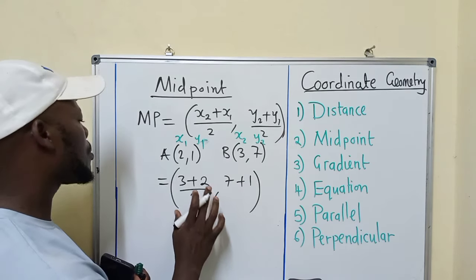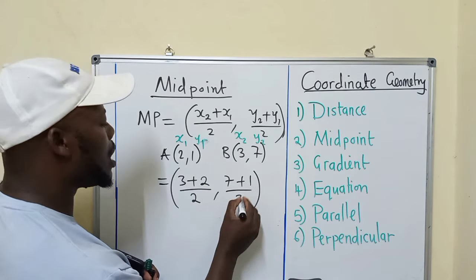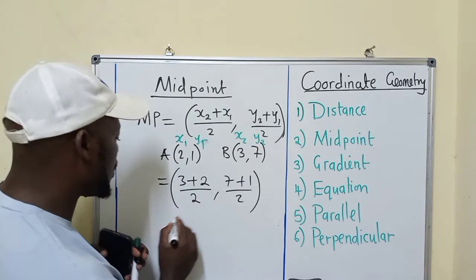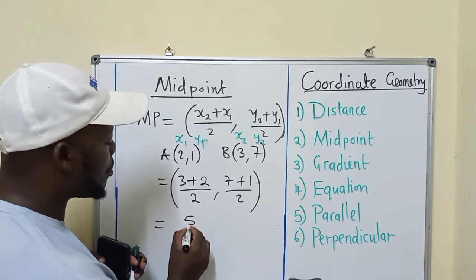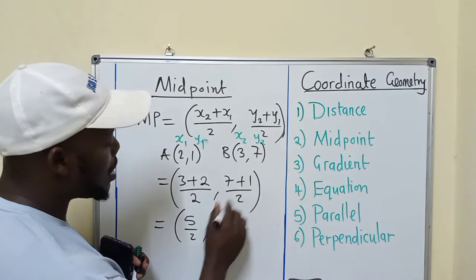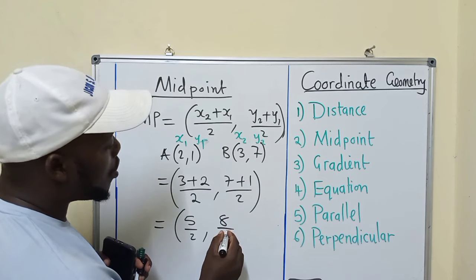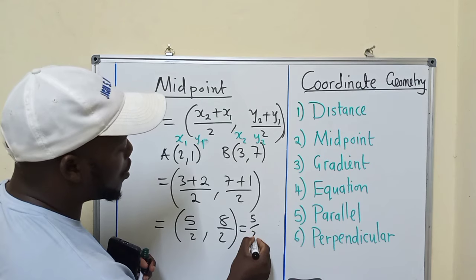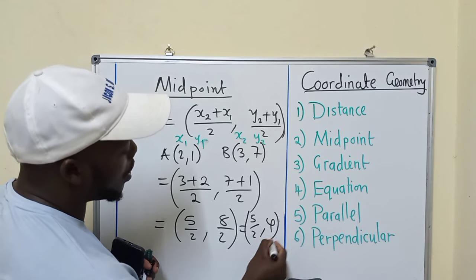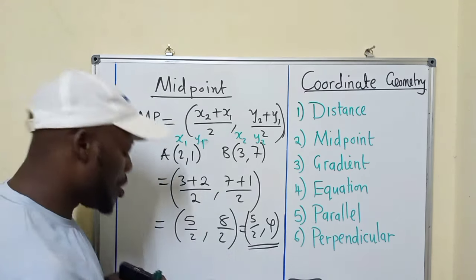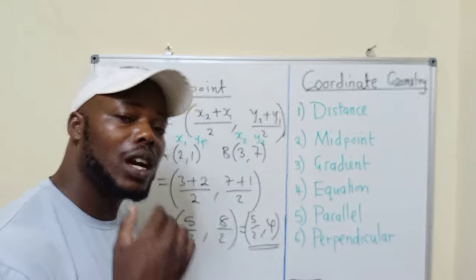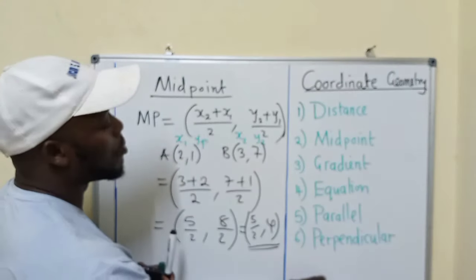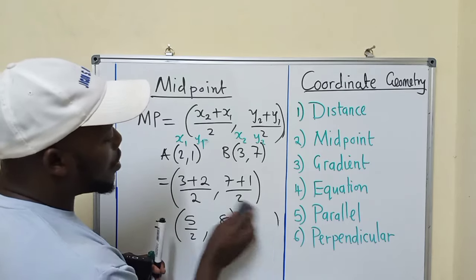Okay. So now upon plugging this in, you just simplify. There it's 5 over 2, comma, here it's 8 over 2, which will just give us 5 over 2, comma, 4. So this is our midpoint, and this is how we find the midpoint. We go now to the gradient.